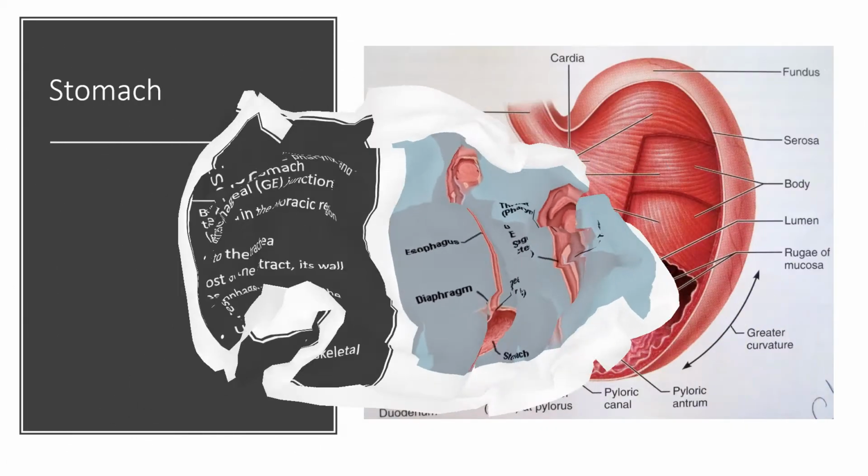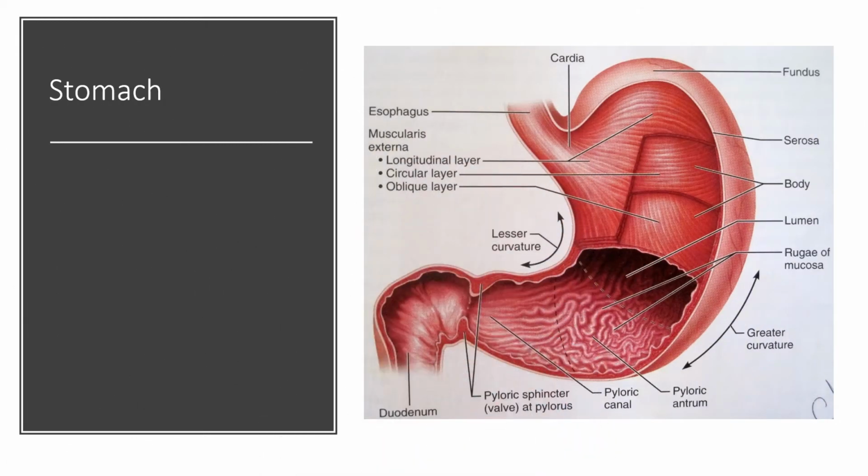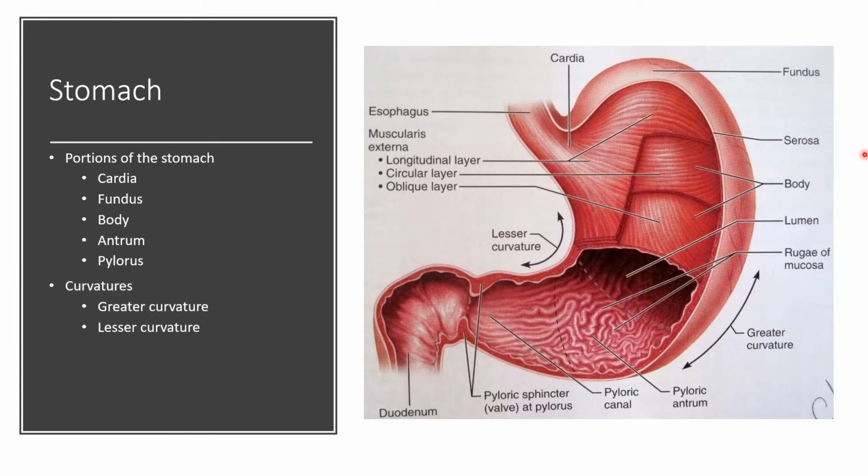Now we talk about the stomach. The portions of the stomach include the cardia, the fundus, the body, the antrum, and the pylorus. The curvatures of the stomach include the greater curvature, because it's longer, and the lesser curvature, because it's shorter. The lesser omentum attaches to the lesser curvature. The greater omentum attaches to the greater curvature.